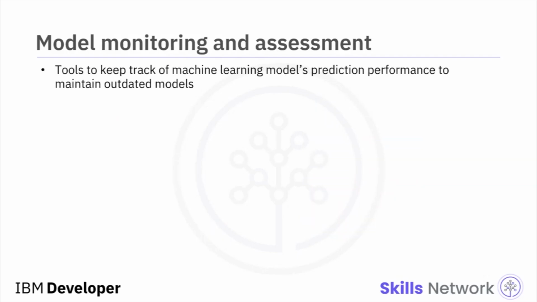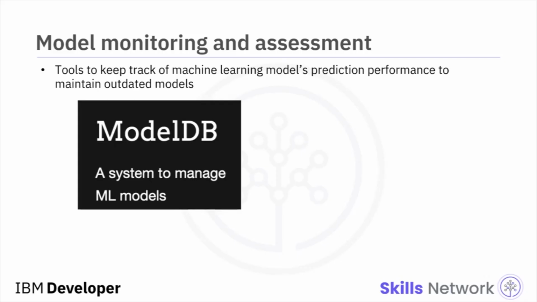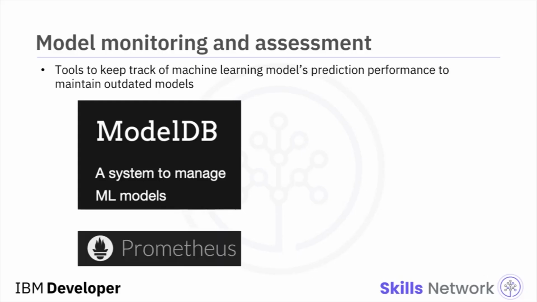Once you have deployed a machine learning model, you want to track its prediction performance while new data arrives to maintain outdated models. Some examples are the following. ModelDB is a machine learning model metadatabase where information about the models is stored and queried. It natively supports Apache Spark ML pipelines and scikit-learn. A generic multi-purpose tool called Prometheus is widely used as well. Although it is not specifically made for machine learning model monitoring, it is used for this purpose.